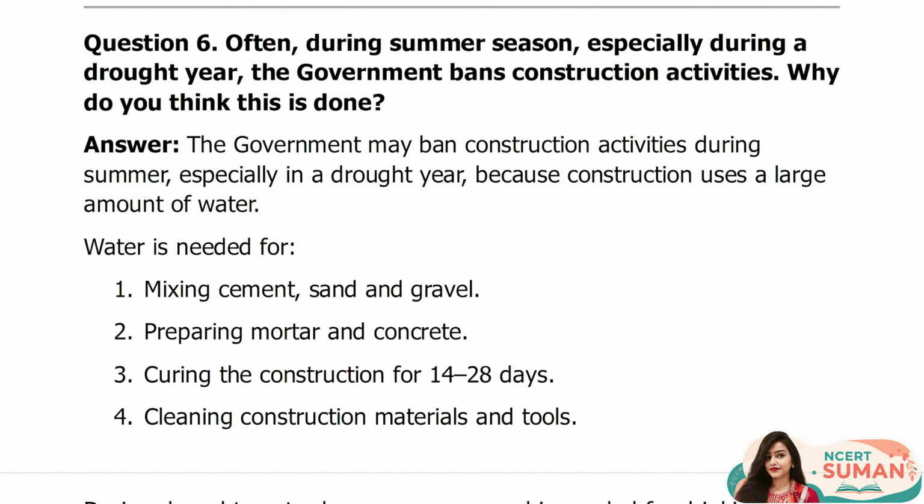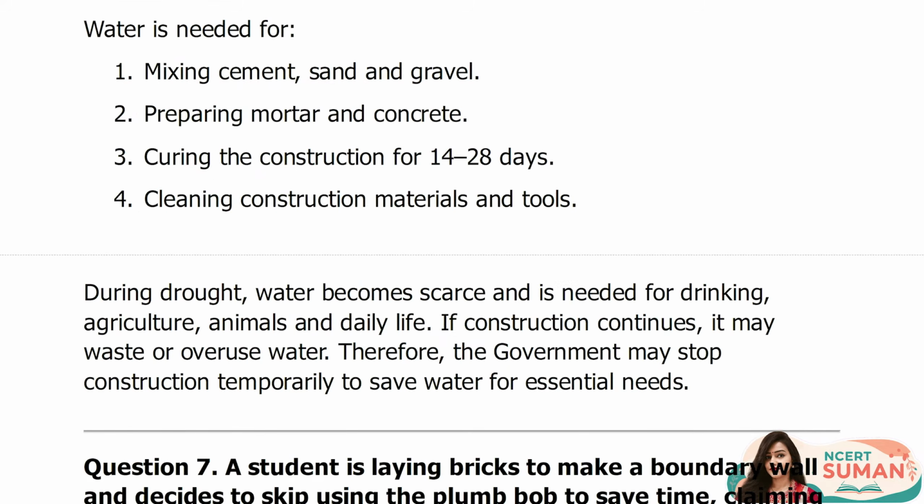Question 6. Often during summer season, especially during a drought year, the government bans construction activities. Why do you think this is done? Answer. The government may ban construction activities during summer, especially in a drought year, because construction uses a large amount of water. Water is needed for 1. Mixing cement, sand, and gravel.